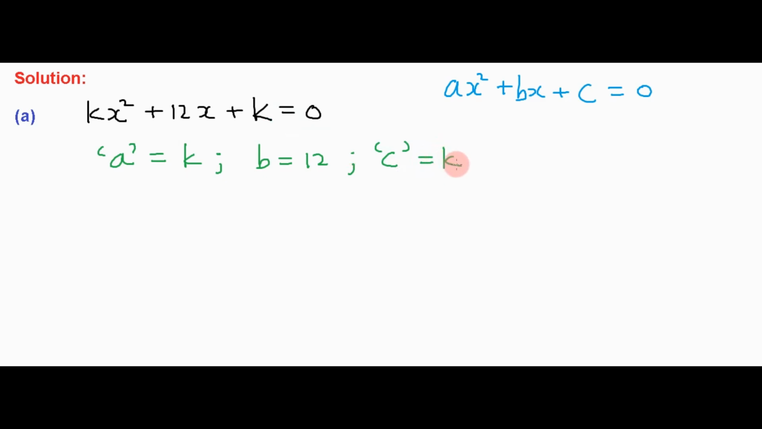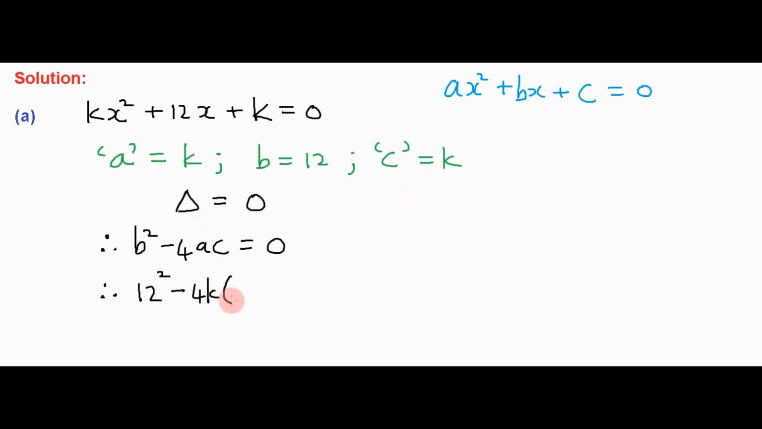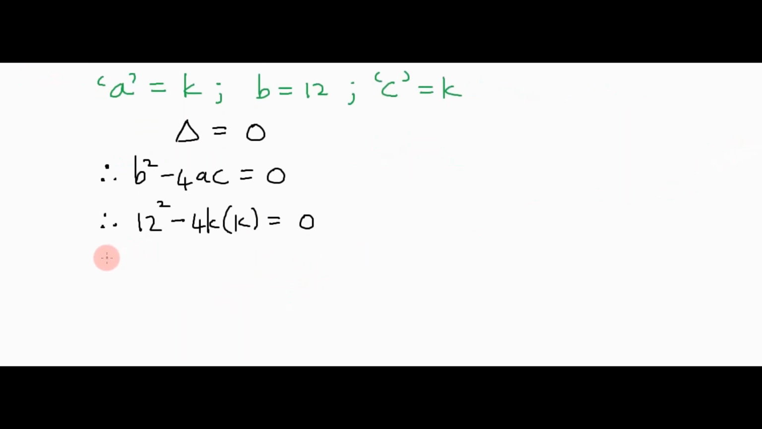So c equals k. Now, we are told that the roots are equal, so we can immediately write down that delta must equal 0. And we know that delta is b squared minus 4ac. Now we can substitute in the values of a, b, and c. So b is 12, so b squared will be 12 squared. A, of course, is k, and c is also k. So times k here. And we can simplify this. So it's 144 minus 4k squared equals 0.